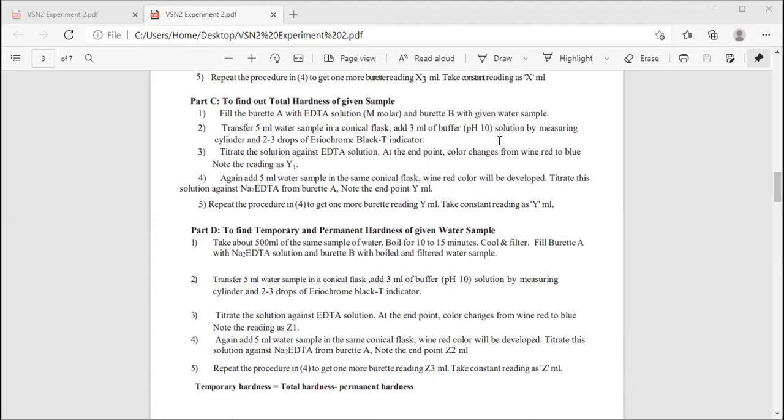Every time you have to throw out the content of the conical flask, take fresh basin water, add buffer to it, add Eriochrome Black T indicator, and titrate it with EDTA. Same procedure you have to follow 3 times and find out the burette reading. Now again, you are not going to perform it, so I am going to share the last time's reading with you. Have you understood the procedure here?